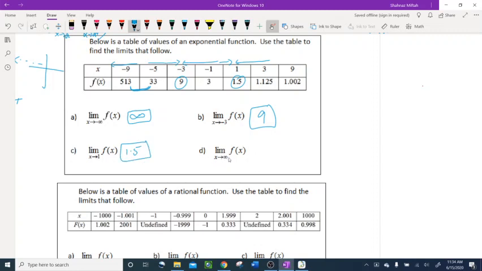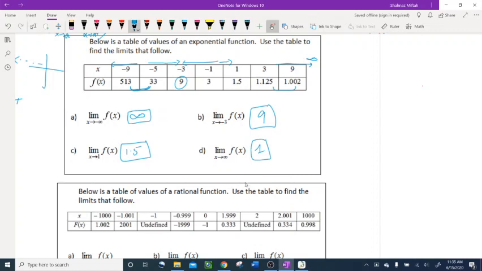Limit as x approaches positive infinity. Positive infinity means I'm going in this direction. What is the y value? Check the two numbers. Is there a huge difference, like the one we had here? I don't think so. I know it's going positive, but not that much difference. This is 1.125, this is 1.002. So what are you going to do when there is not a huge difference like that one? Then you just pick this last number and round it up, which is 1 in this case.